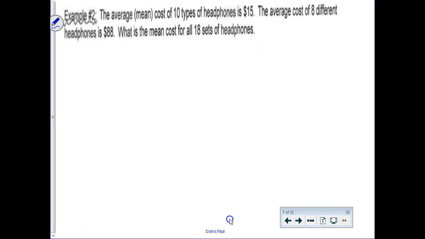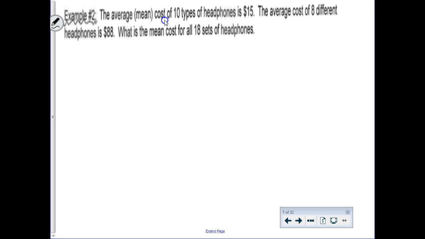These questions are a hoot. We have an average of 10 types of headphones is $15. The average cost for 8 different types of headphones is $88. And what is the average for all these 18 headphones? If I put them together, that's our inventory. This question is pretty straightforward, and you've probably seen these before.